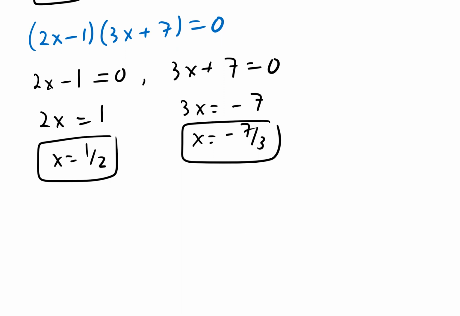Sometimes the equation is not given in this form. This is a factored form. Sometimes you are required to factor. Say this equals 0. How do we factor this? Make sure it's equal to 0. So what we need to do is factor the left-hand side.